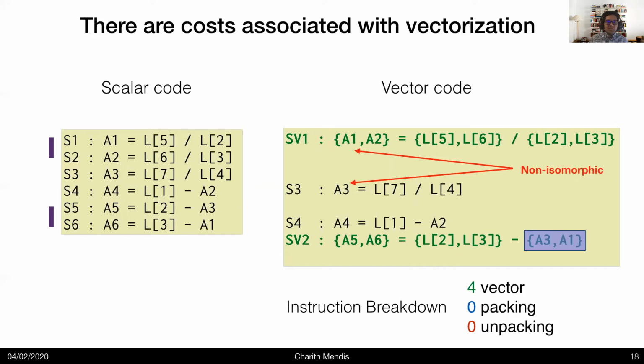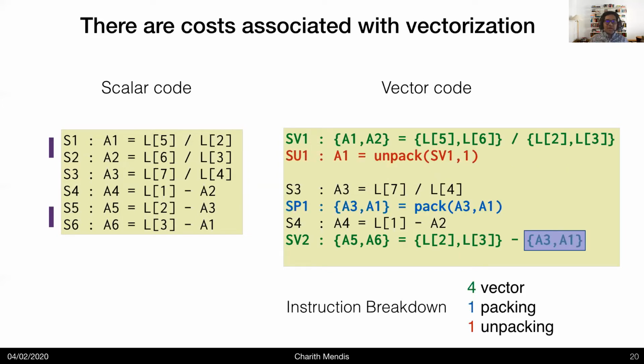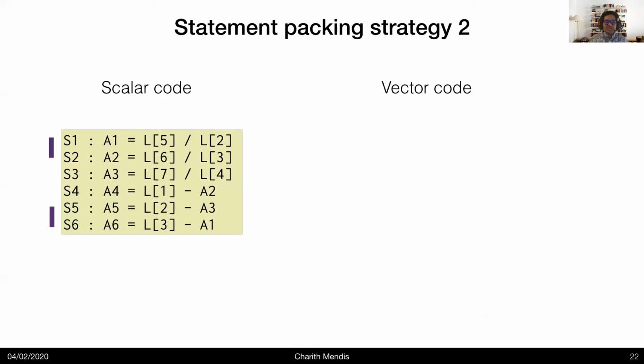So to correct this situation, the compiler needs to first unpack A1 out of its vector pack and repack it with A3. And this incurs the overhead cost of 2 instructions. And if you go about fixing up all the code, for this particular vectorization strategy, the compiler needed to emit 3 overhead instructions. Okay, now let's look at an alternative vectorization strategy.